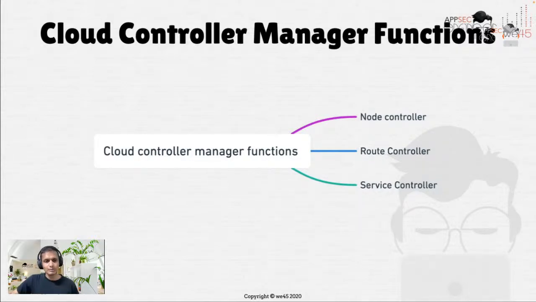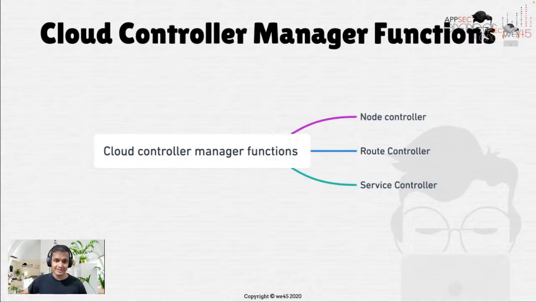So when you talk about the node controller, it's going to be responsible for updating node objects when a new node is created. So let's say you want to go ahead and scale your Kubernetes cluster and add in a couple more nodes if necessary. In such a situation, the node controller is going to be responsible for updating all of those node objects. The next one is going to be the route controller.